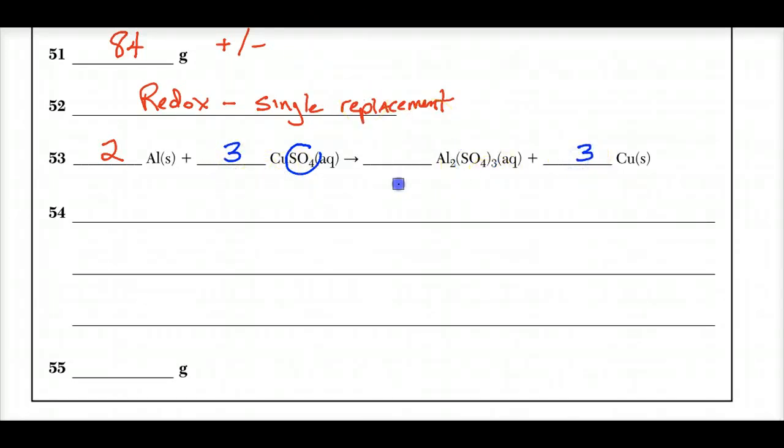If you try to break apart the sulfates, you certainly can and it will work fine. But if you notice, if you keep the sulfates together, it makes life a little easier. 1 sulfate, 3 sulfates. So I put a 3 here, 3 coppers, 3 coppers. I'm completely balanced. You can put the 1 here if you'd like, or leave it alone. It does not matter.